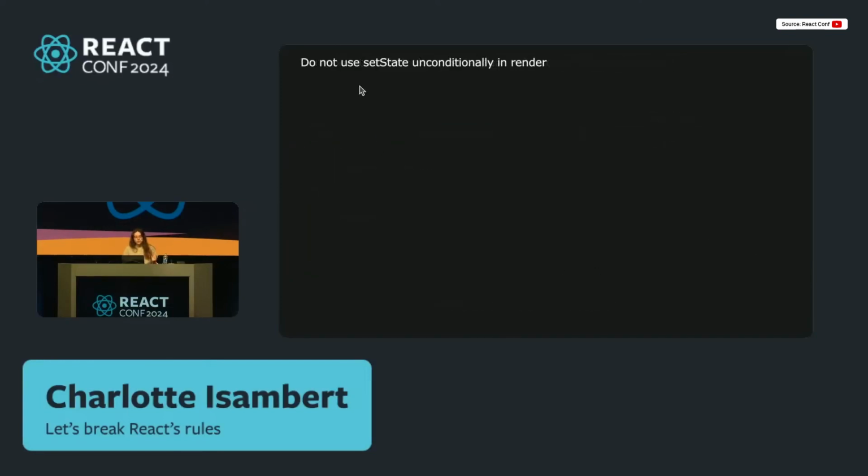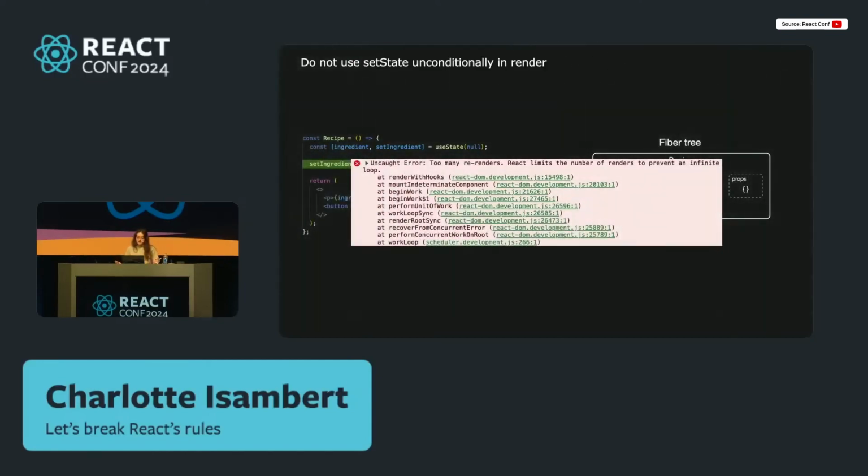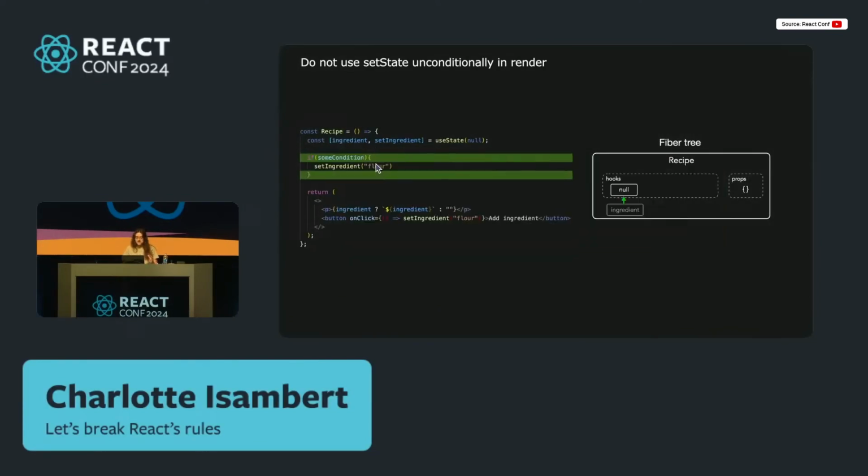We are also told not to use a setState unconditionally in render. That's kind of a cryptic way to say, don't do this. You know why this is bad. You render a component, trigger a setState, so render it again, over and over again, until you get this error message that I know you know. I know we've all triggered it at some point. Instead, you can do something like this. You can call a setState as long as it's conditional, as long as you don't trigger an infinite loop.